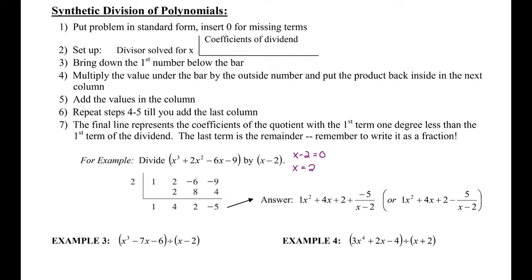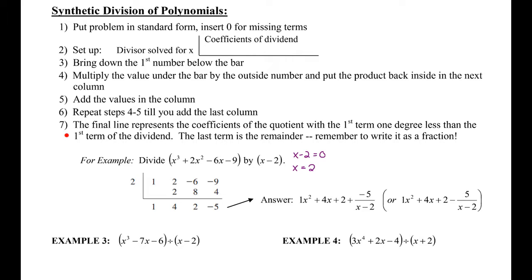Then you are going to bring down the first number below the bar. You're then going to take that number like before, multiply it by the number on the outside, put it in the next column, and add them together. So these first steps here are the same as our synthetic substitution. However, it changes when we talk about the answer.